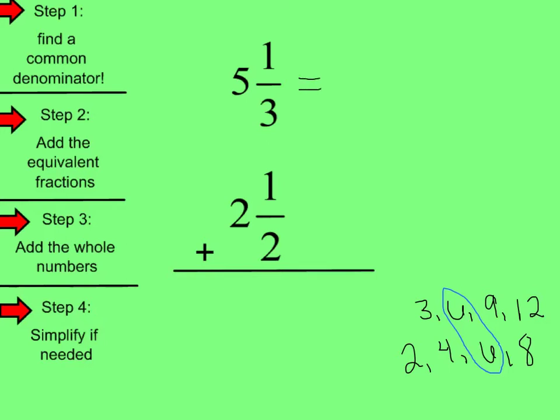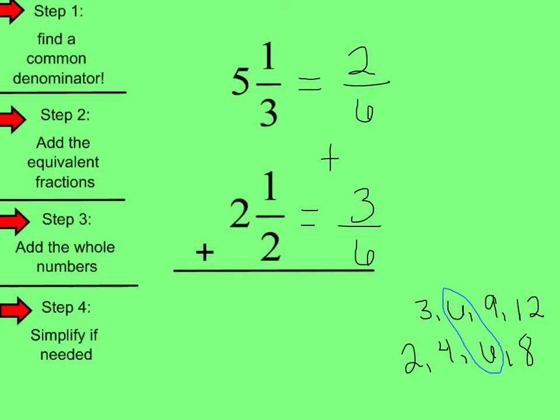So let's change our 1/3. We know that it needs to have a denominator of 6. Well, how did I get to that 6 from the 3? I needed to multiply 3 times 2 is 6. Well, then 1 times 2 is 2. Now, let's change our 1/2 so it has a denominator of 6. I know that 2 times 3 is 6, so 1 times 3 is 3. Now I have my equivalent fractions that have denominators of 6 that are the same. So now I can add.